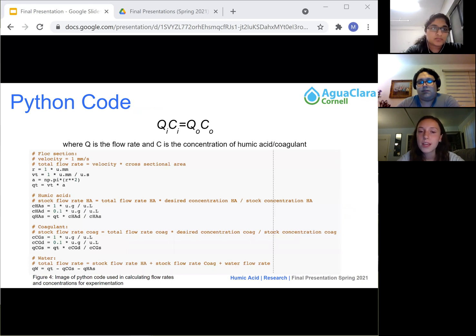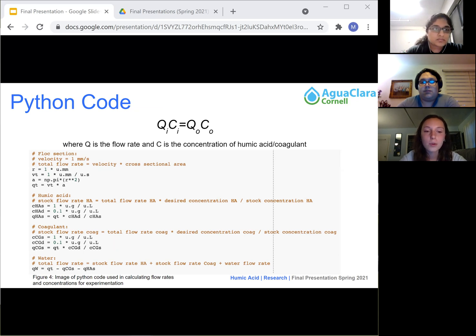Which leads me into our Python code. We used this Python code that was written by past subteams to calculate the flow rates for 15 milligrams per liter of humic acid, 20 milligrams per liter, and 25 milligrams per liter of humic acid that was being pumped into the water. And this was then related to how much water needed to be pumped in and how much coagulant as well.